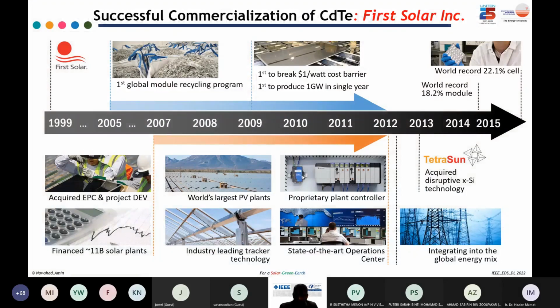Since 1999, it started its journey, and now it is not a simple panel manufacturer, but also it is taking care from the panel manufacturing until the solar cell recycling. As you can see, they have now installed large-scale solar farms, being that kind of entity, not just a panel manufacturer, but also making solar panels, large-scale solar farms, as well as recycling.